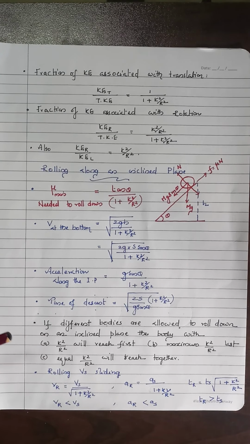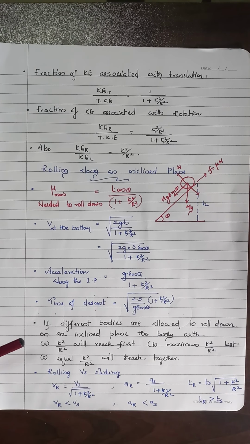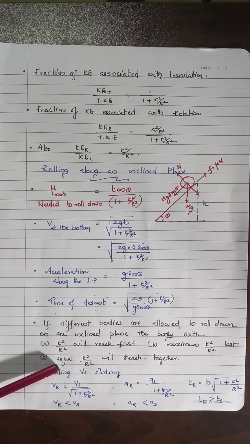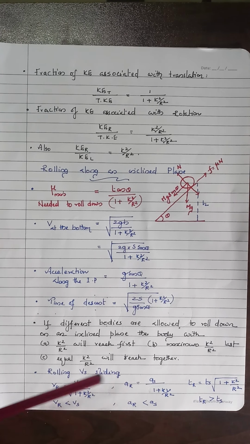Look at some shortcuts. If different bodies are allowed to roll down an inclined plane, the body with the least value of k square by r square will reach first, the one with the maximum value last, and if they are equal, then they will reach together.